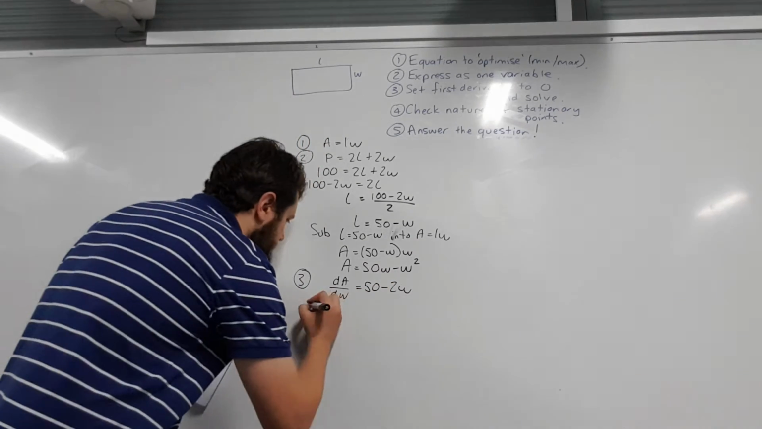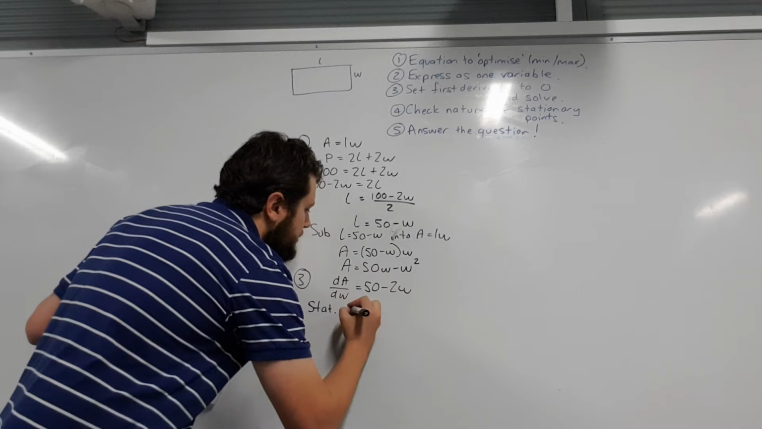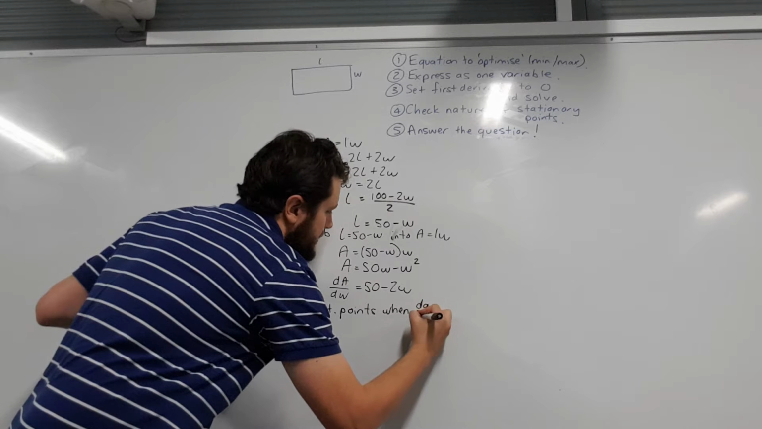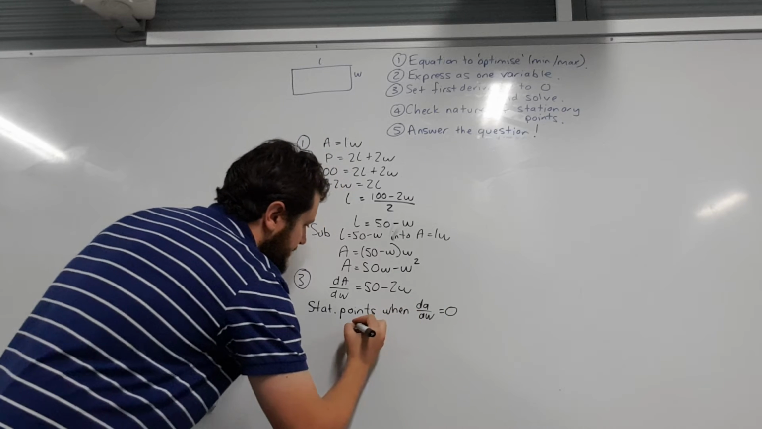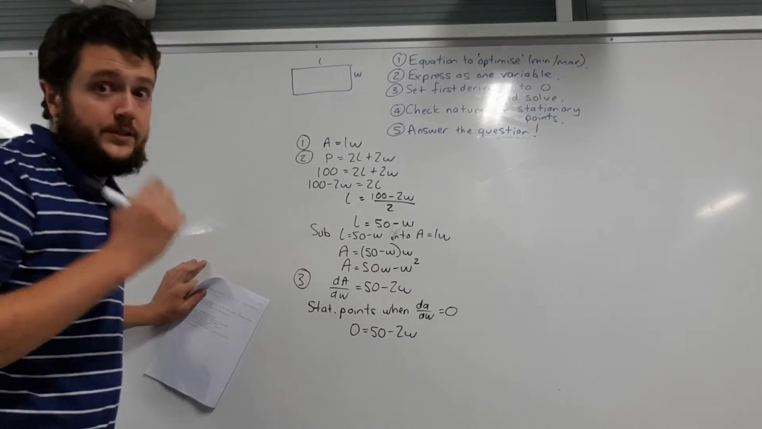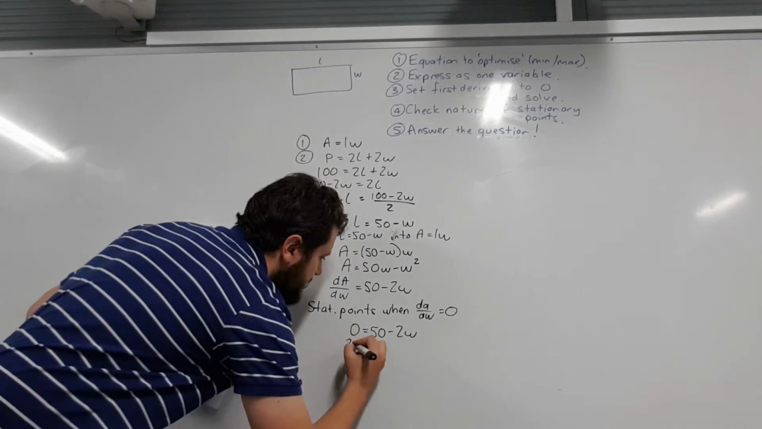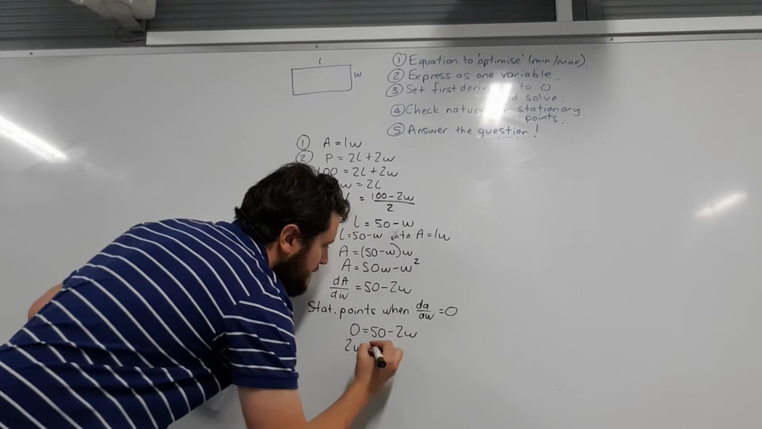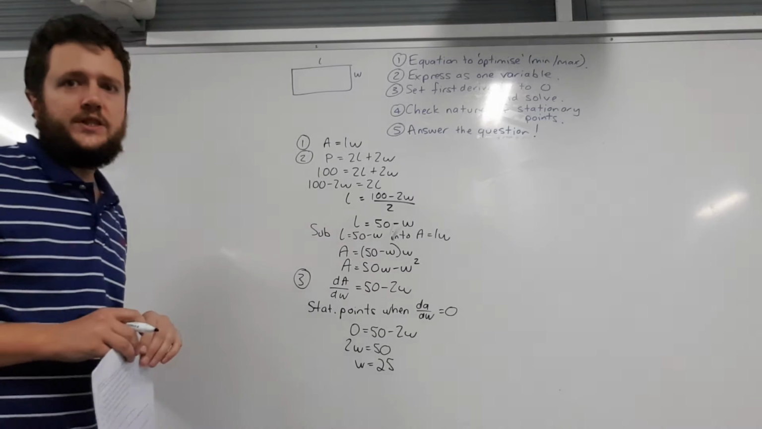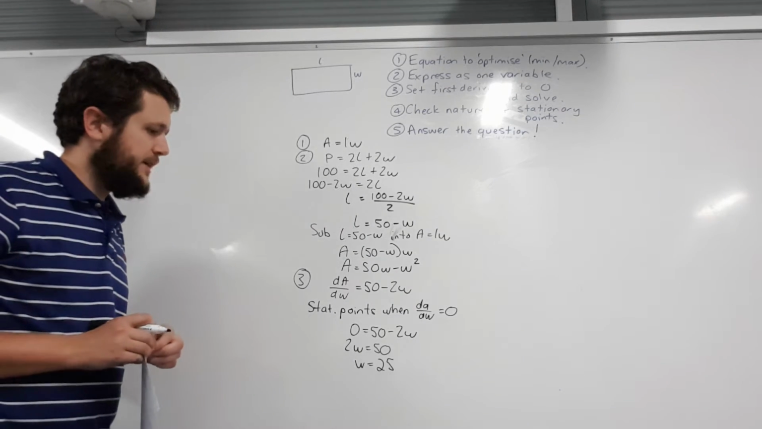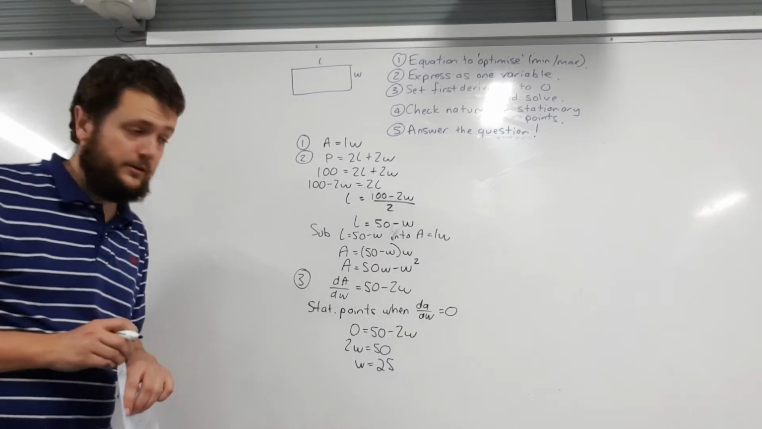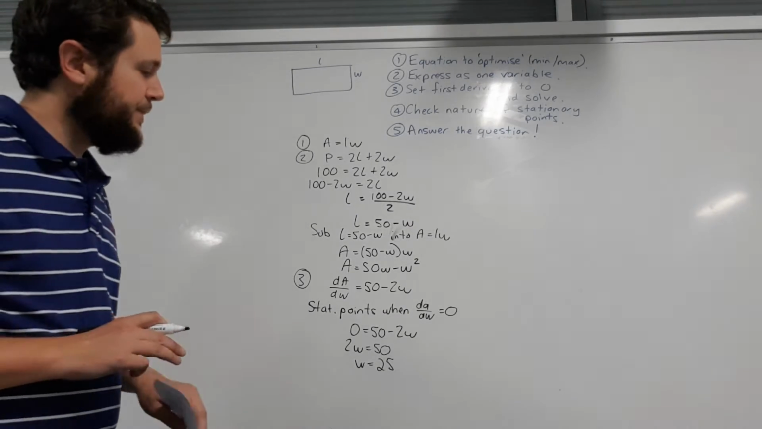The stationary points are going to be when dA/dW equals 0, so I'm going to set that to 0. 0 equals 50 take away 2W. Solve it. Add 2W to both sides. I get 2W is 50. Halve it. W is 25. So it's telling me that there is a particular point. It could be a minimum, could be a maximum. We don't know at this stage. But it's when the width is 25.